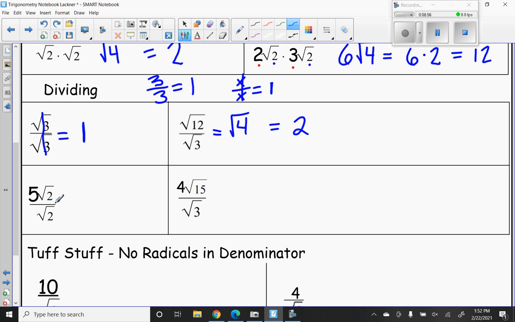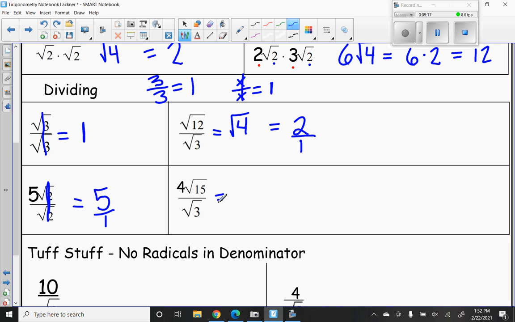You get in a situation like this, 5 radical 2 over radical 2. These are alike and we can cancel them out. So your final answer here would just be 5. If you like to keep this over 1, you can. Or a 2 over 1, you can.